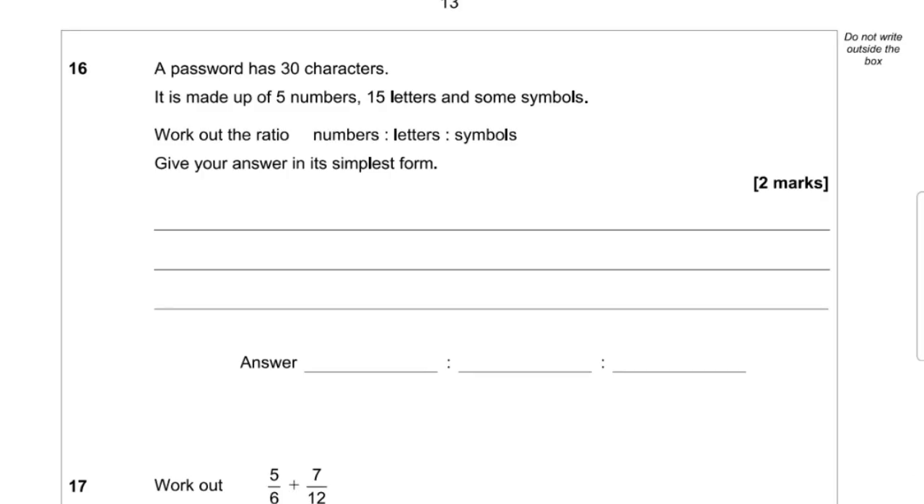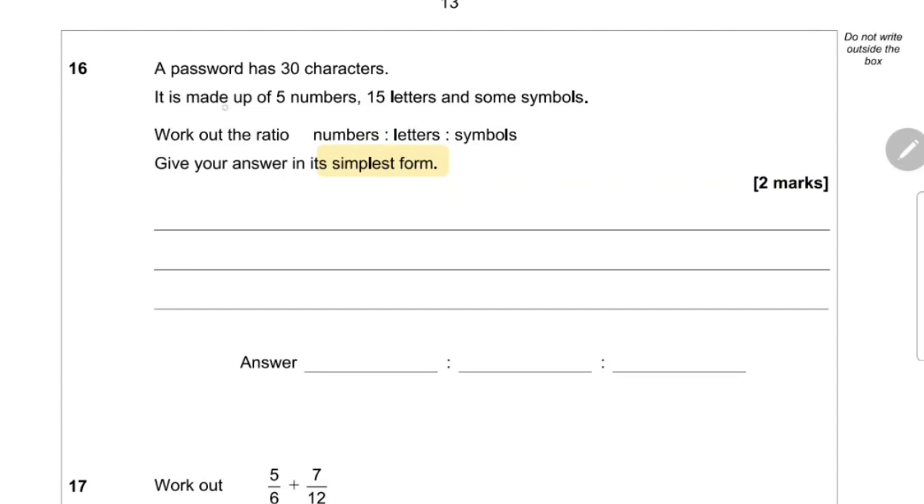A password has 30 characters. It's made up of 5 numbers, 15 letters and some symbols. Work out the ratio numbers, letters, symbols. Give your answer in its simplest form. Okay, so one of these marks is definitely going to be for having our answer in its simplest form, so let's not forget to do that.